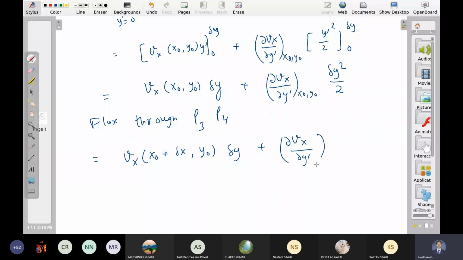Okay, let us solve it. The integral from y prime equal to 0 to y prime equal to delta y.